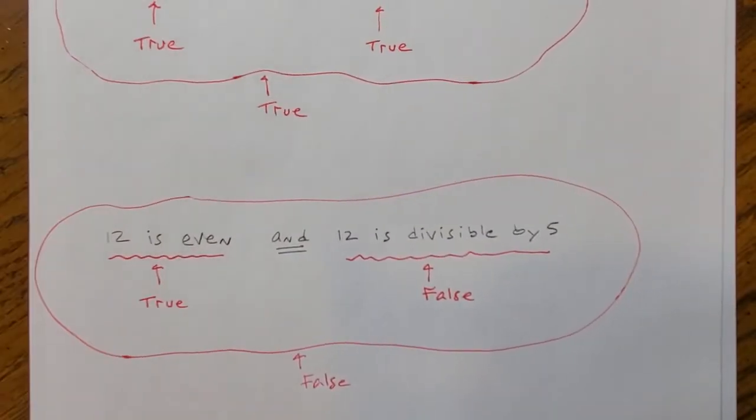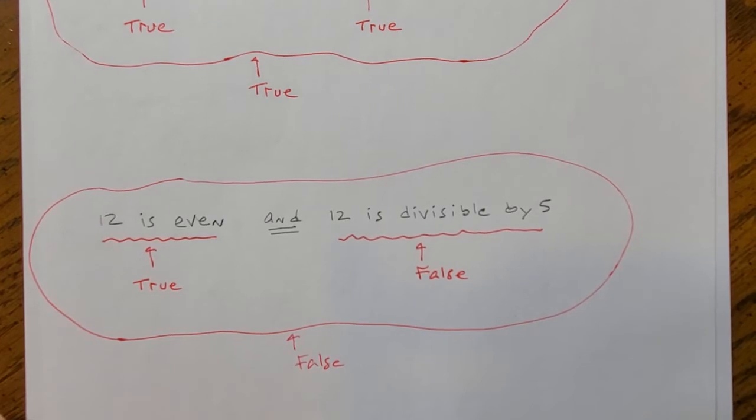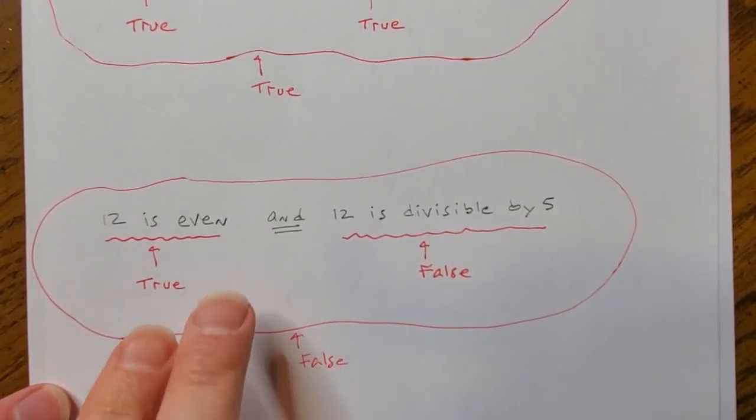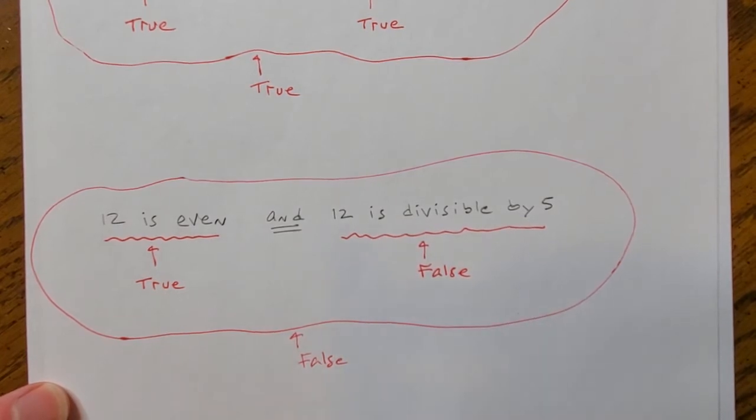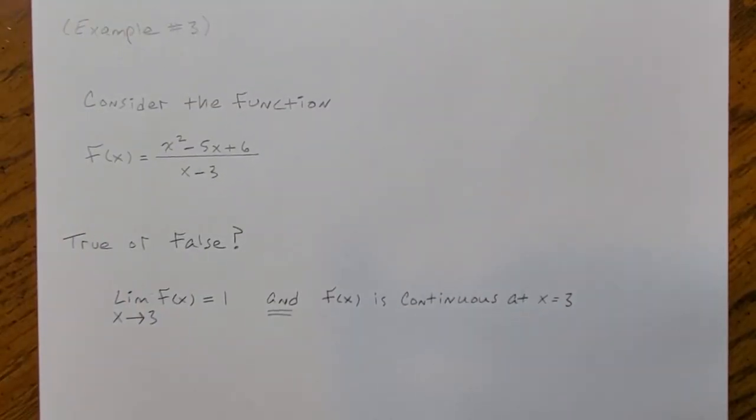Take, for example, this one: 12 is even and 12 is divisible by 5. What if I said 12 is even and divisible by 5? Okay, well, that one's true. This one is not. That makes the entire and statement false. Okay, so that's how and statements work. That's the short story at least.